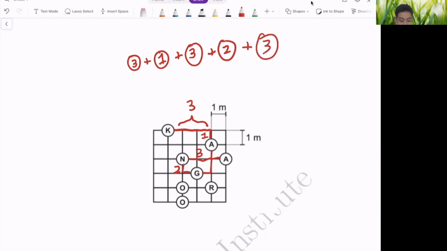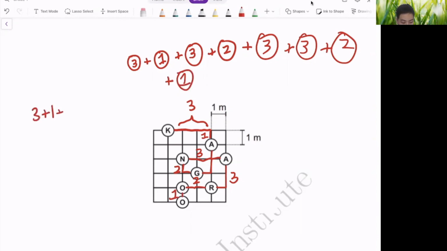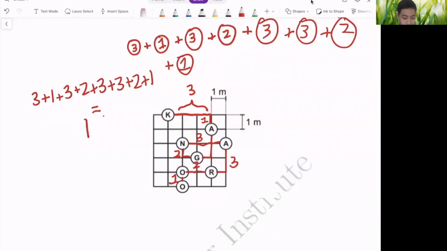And then going from the A to the R, that's 1, 2, 3. So that's 3. So we add another 3. And then going from the R to the O, 1, 2, that is 2. And finally, from the first O to the second O, that's just 1. So plus 1. And now let's add all of these together. 3 plus 1 plus 3 plus 2 plus 3 plus 3 plus 2 plus 1. So the answer is 18.